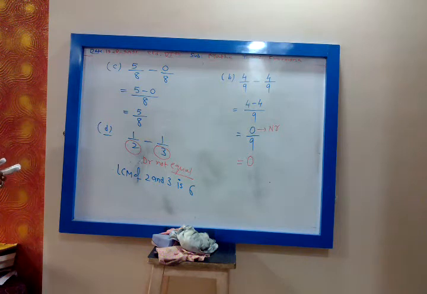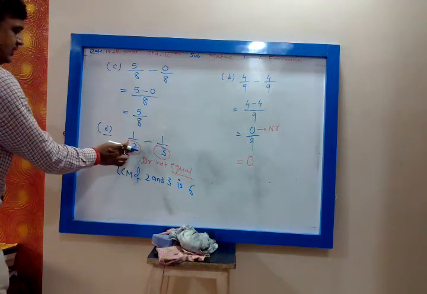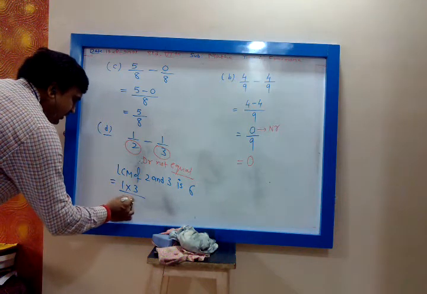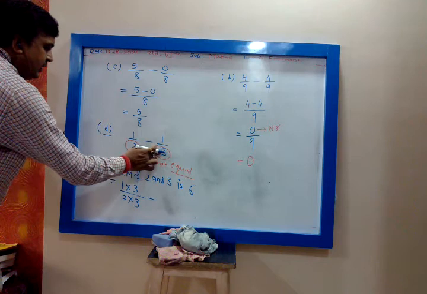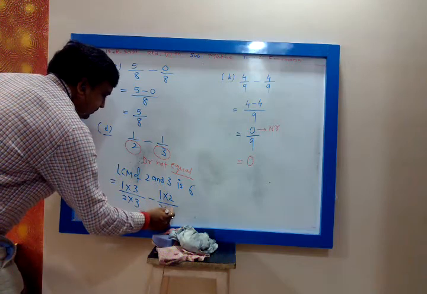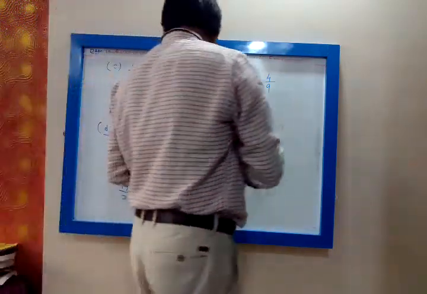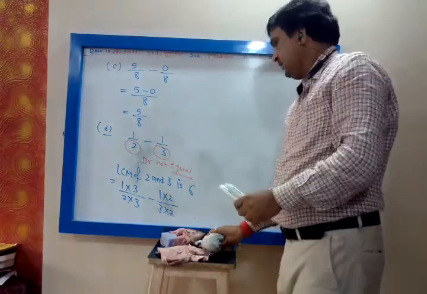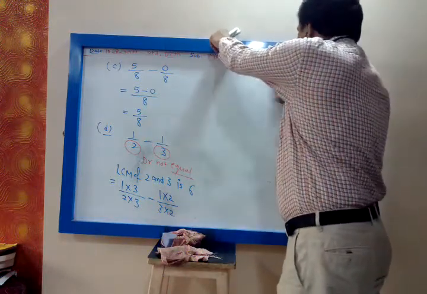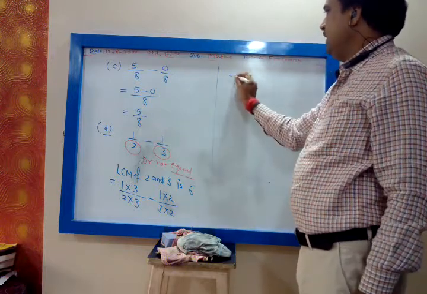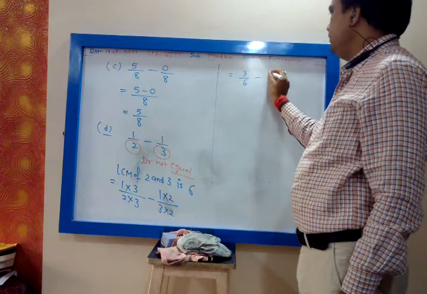So now you make the denominator 6. Multiply this by 3. So that is 1 into 3 upon 2 into 3 minus, this is 3, you want 6, multiply by 2, 1 into 2 upon 3 into 2. So 1 into 3 is 3. Yes, 3 upon 6 minus 2 upon 6.